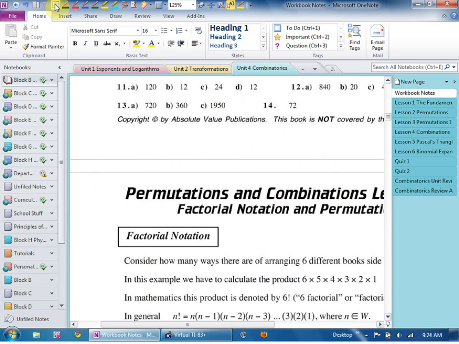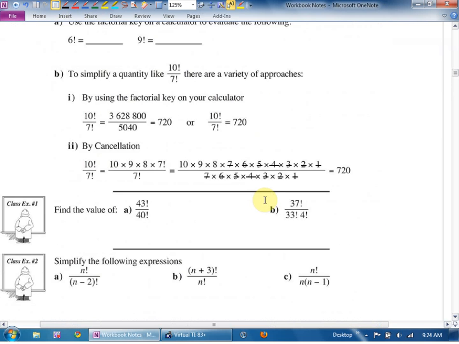Example 1, lesson 2, page, what did I say it was? 383.